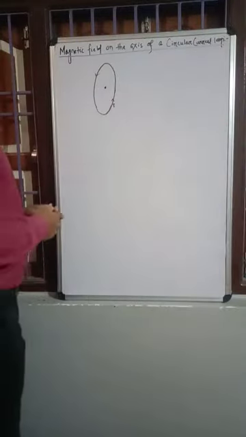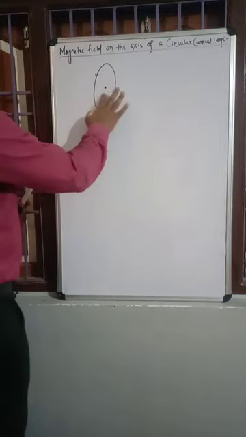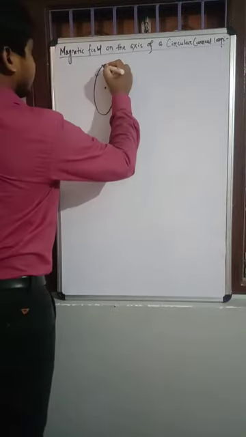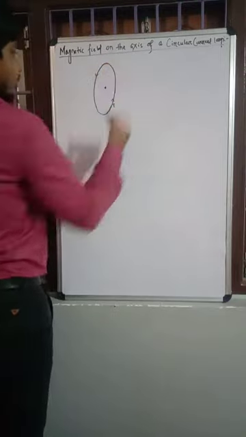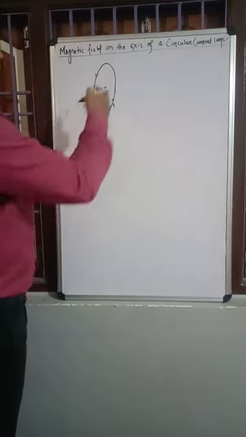Okay, students, now in this video, we will be calculating the magnetic field on the axis of a current carrying circular loop. What will be the value of this magnetic field on the axis of a current carrying circular loop, that we will find out in this video.